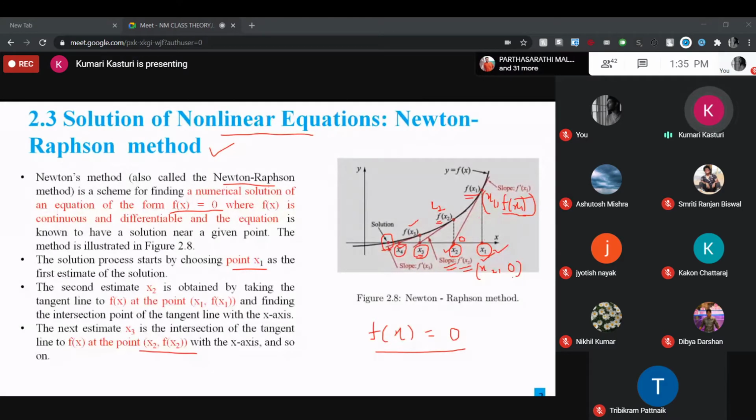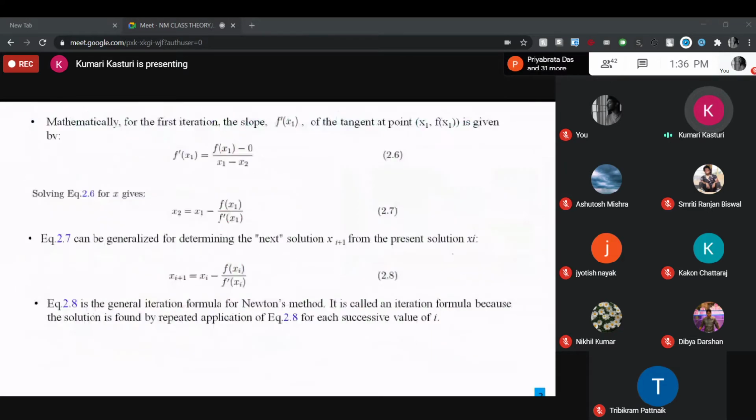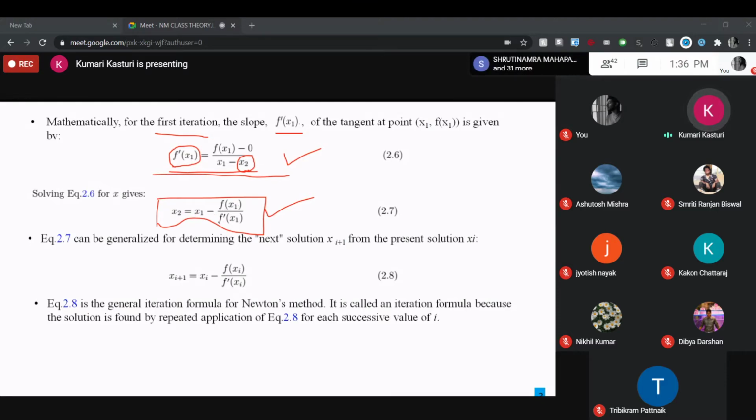As we know, if it is x1, the function value is f of x1. If we draw a tangent line, it will intersect the x-axis at the point x2. We want to calculate that x2 value. For that, we are taking the slope. Slope f dash of x1 is equal to f of x1 minus 0 divided by x1 minus x2. Here the unknown is x2. So x2 is nothing but x1 minus f of x1 divided by f dash of x1. Am I clear now, all of you?